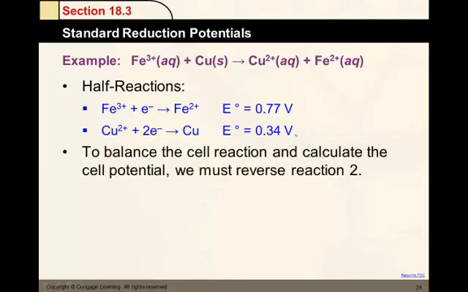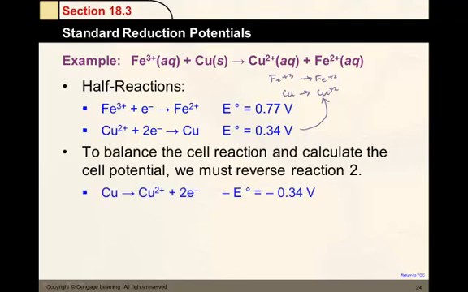To balance the cell reaction and calculate the cell potential, we must reverse reaction number 2. In other words, if I only knew this particular reaction, of course I would write Fe plus 3 becomes Fe plus 2. And then I would say copper becomes copper plus 2. And of course electrons are involved and so forth. Do you notice how the second reaction, to make it look like the one we'd like, has to be flipped around? So what happens to the value of E0? Hopefully you said it also has to change the sign.